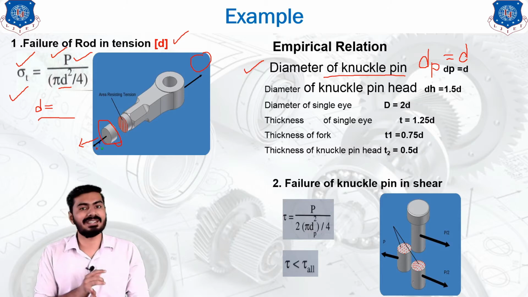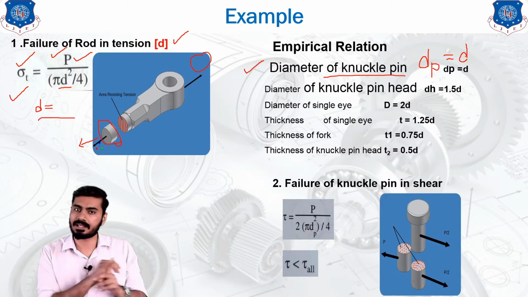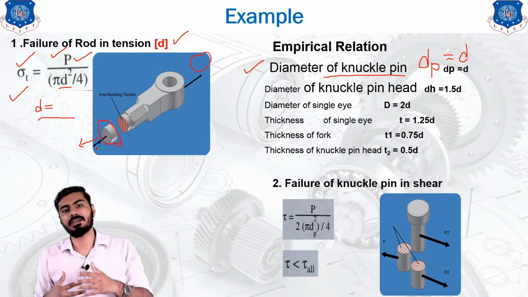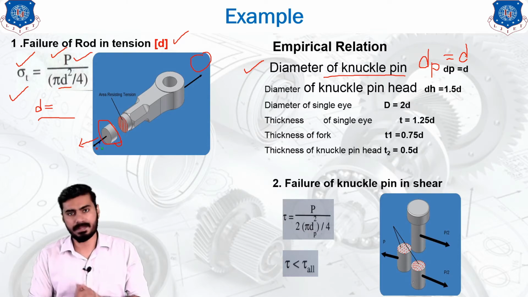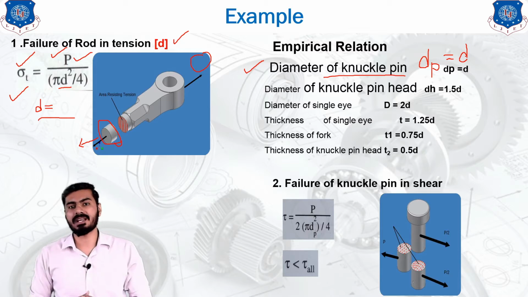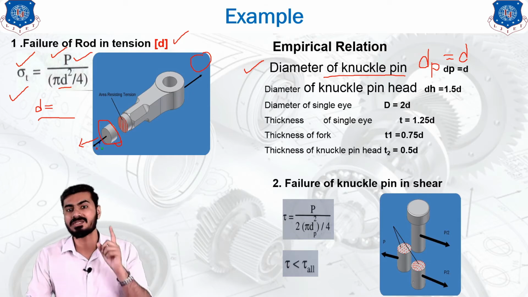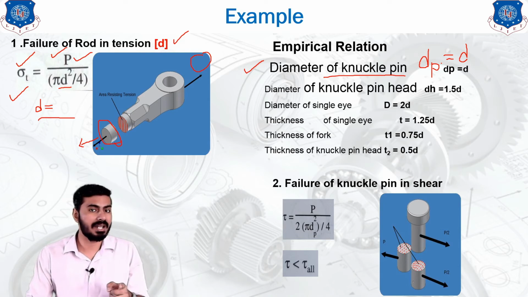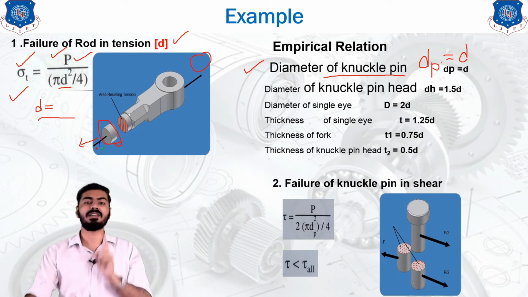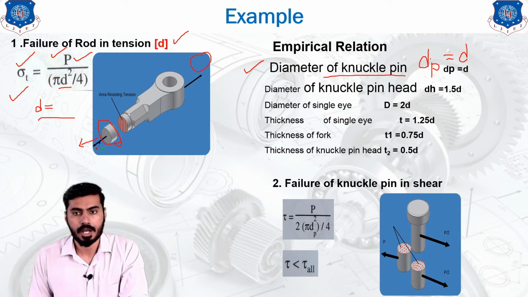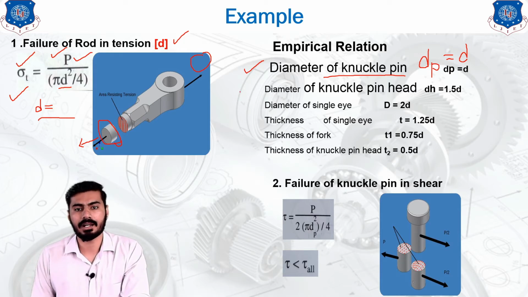We are assuming that this is the same as the rod diameter, but it is not necessary in every design to use the same diameter for every application. It depends upon the application, and based on the application we can vary that diameter and change the assumption. That's why it is very important to check whether our design is safe and our assumptions work for our real condition or not. So we will check whether the diameter of the knuckle pin is viable or not.